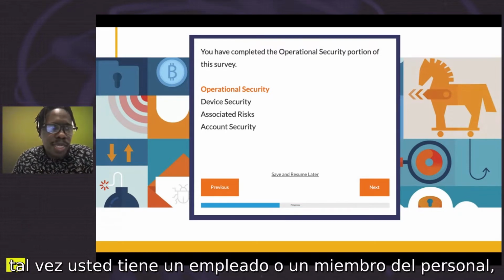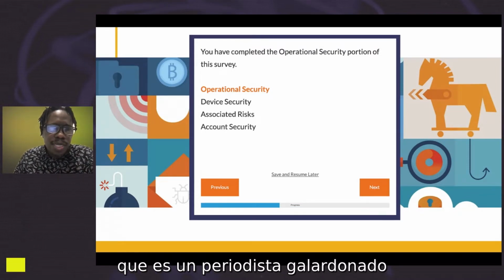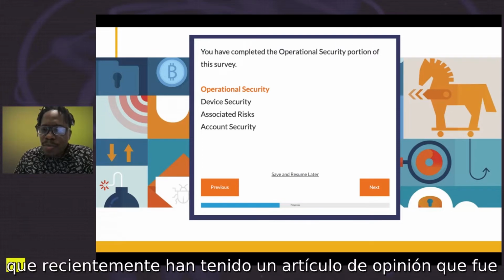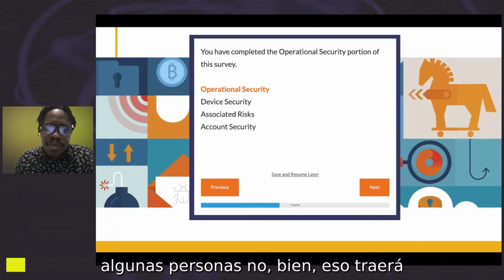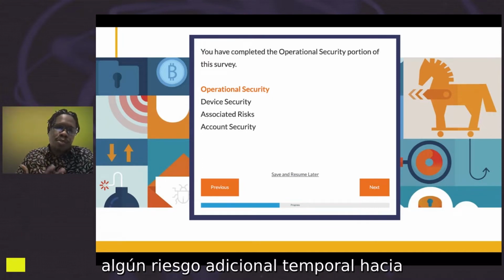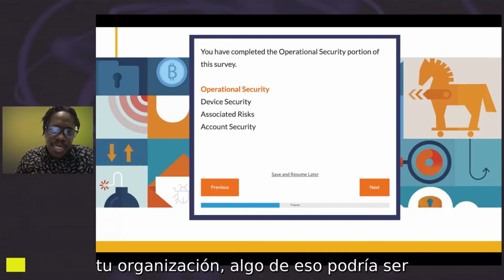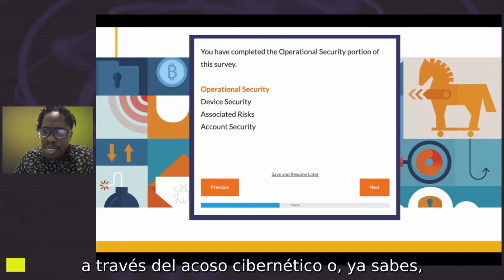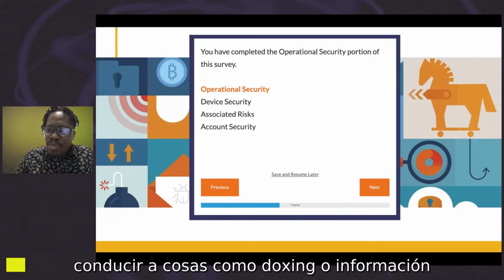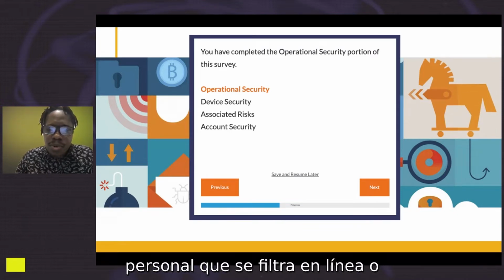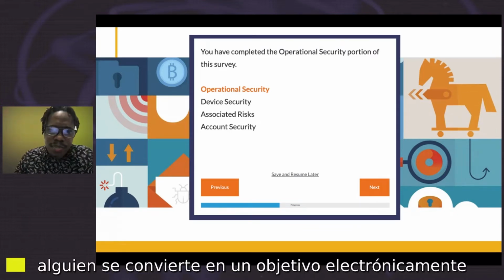Perhaps you have an employee or a staff member who is an award-winning journalist who has recently had an op-ed that was controversial, and some people liked it, some people didn't. Well, that will bring some temporary additional risk towards your organization. Some of that might be through cyberbullying or upset posts on social media, but it can lead to things like doxing, where personal information is leaked online, or someone's targeted online electronically.